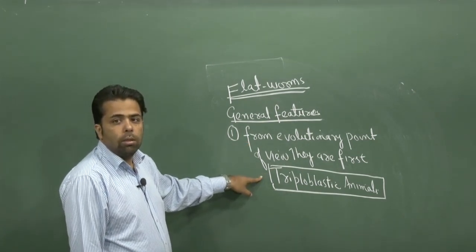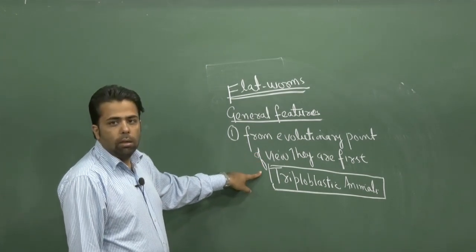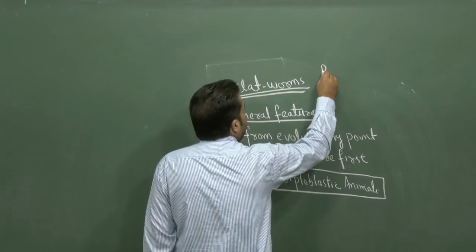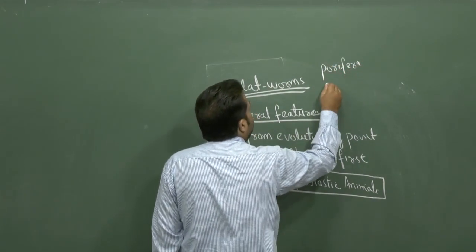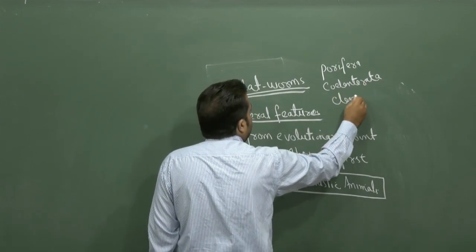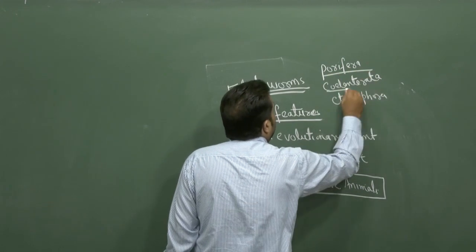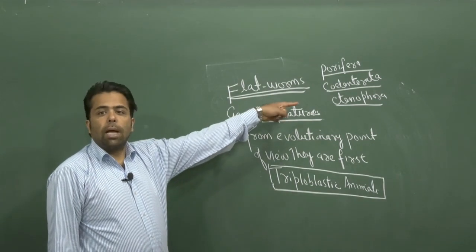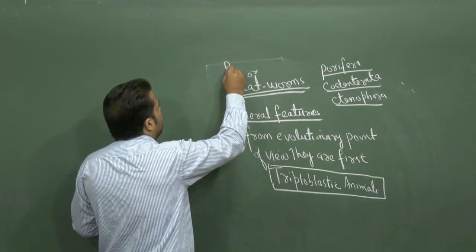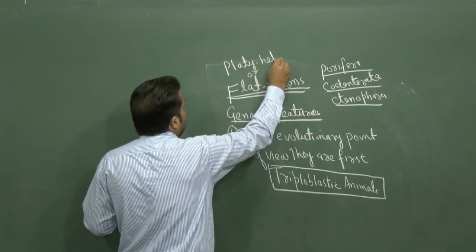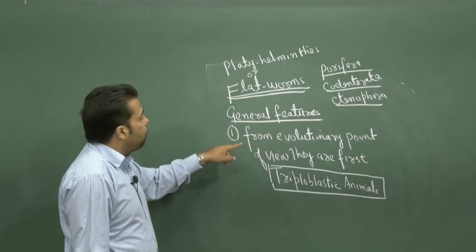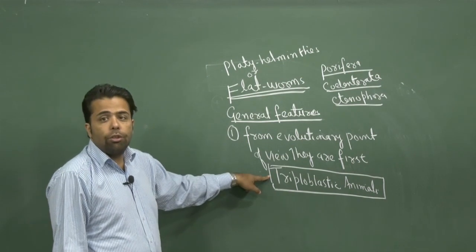First triploblastic animals. So the previous phylums, phylum Porifera, phylum Coelenterata, and phylum Ctenophora were diploblastic animals. These three phylums were diploblastic. So this is the first phylum, platyhelminths. Platy stands for flat and helminth stands for worm. So from the evolutionary point of view, they are first triploblastic animals.